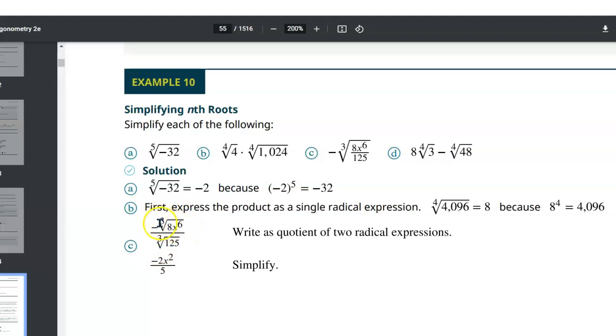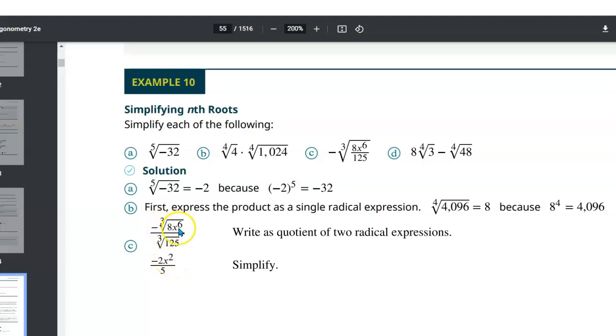You do 6 divided by 3. That's 2. You divide the power by the index, guys, from Algebra 2. So 6 divided by 3 is 2, so it's x to the 2 power. You divide whatever power is here by whatever index is here, and that's 2.